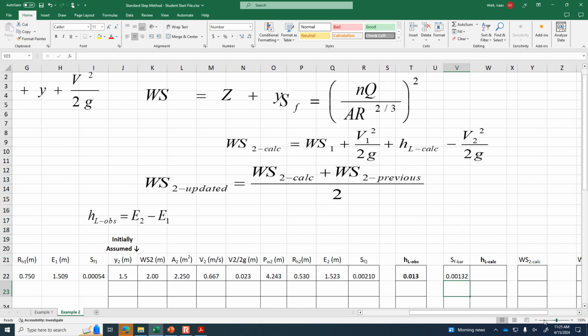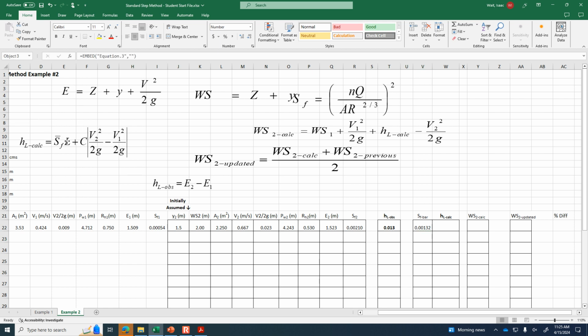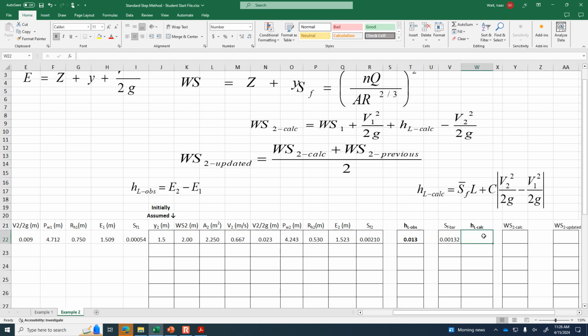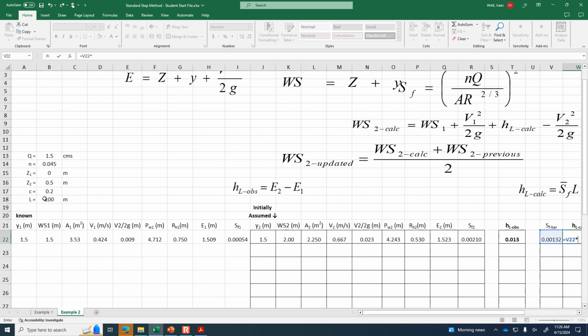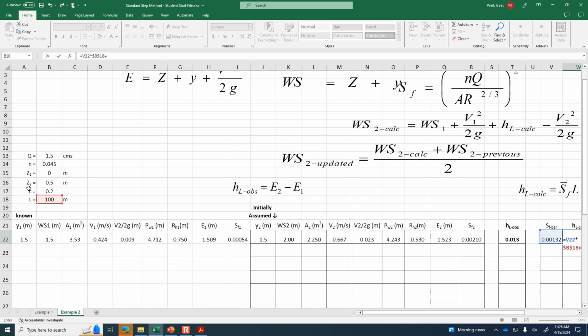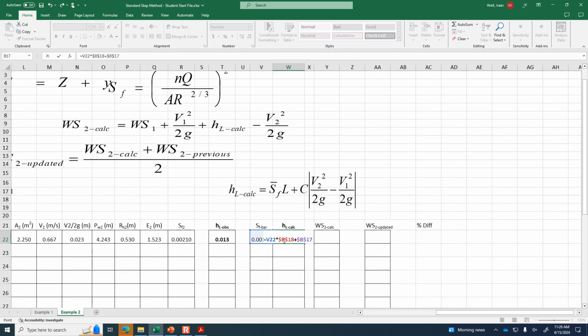Calculated head loss. Let's go find where's the formula for that. Here it is. Calculated head loss is going to be the slope of the energy grade line at the midpoint, so this one that we've just calculated, times the length between the two sections. So just referencing this cell that has 100 meters, got to anchor that so it always looks in that same spot, plus the C value, refer to that location and anchor it. Okay, C value times the absolute value of the difference in the velocity heads.